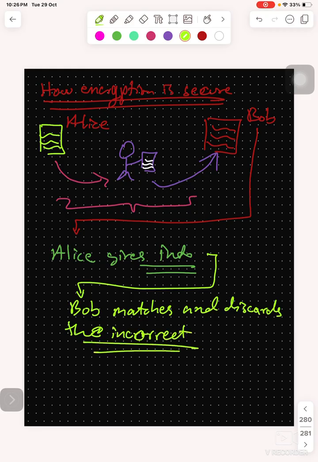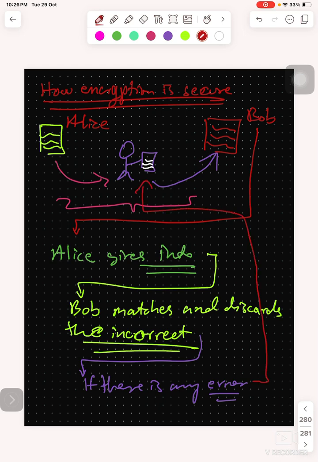If there is any error, then he will suddenly know that an interception happened. Intercept is done, and so they will know.